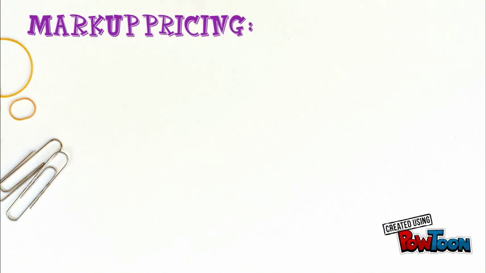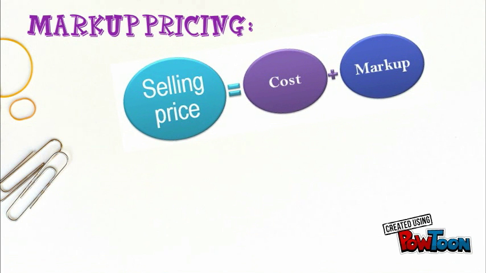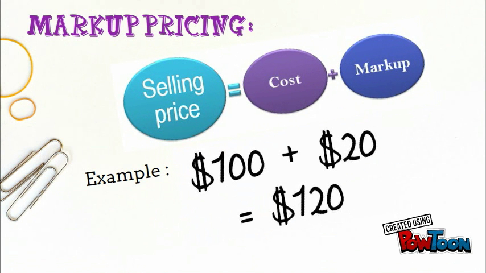Markup pricing refers to a pricing method in which a fixed amount of cost of the product is added to a product's price to get the selling price of the product. For example, if a retailer has taken a product from the wholesaler for 100 ringgit, then he might add a markup of 20 ringgit to gain the profit.